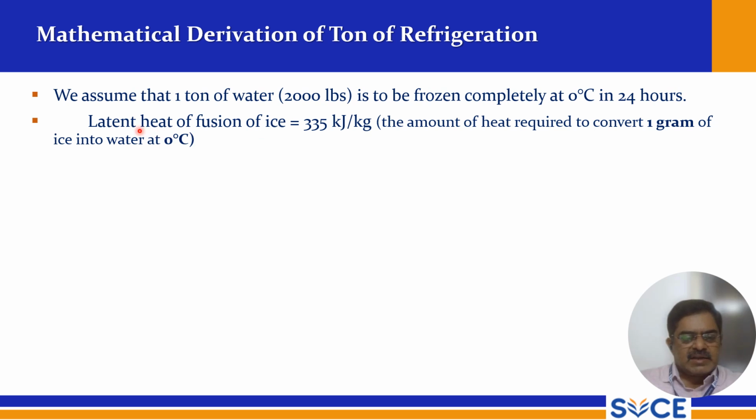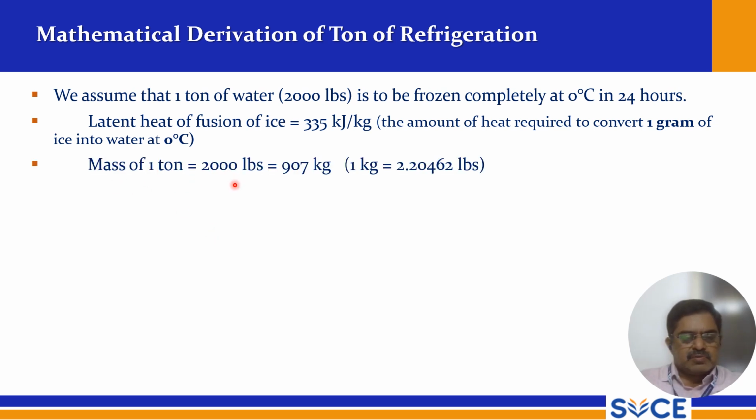Students, the latent heat is nothing but the amount of heat required to convert 1 gram of ice into water. So we are just melting the ice into water. That is nothing but latent heat of fusion of ice, and 1 gram we are converting into water at 0 degrees Celsius without change in temperature, students. That is very important.